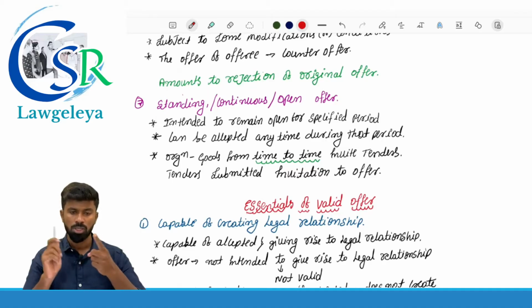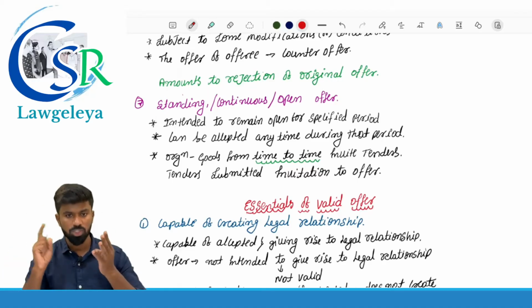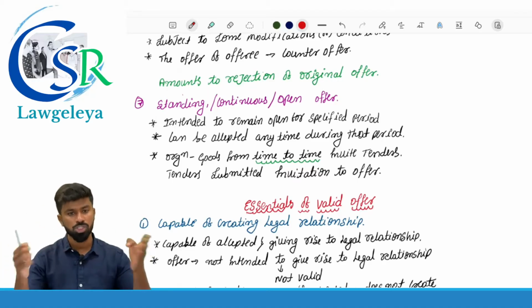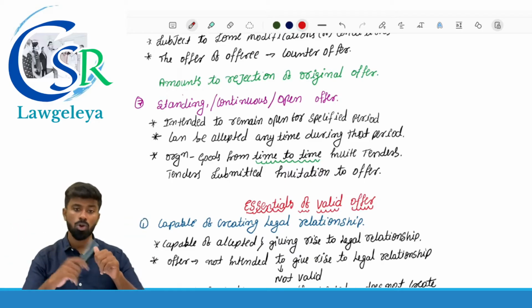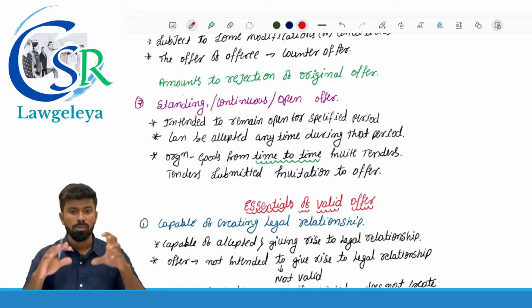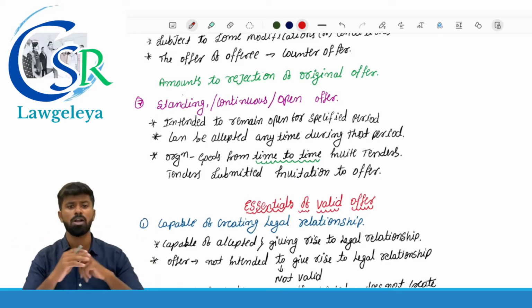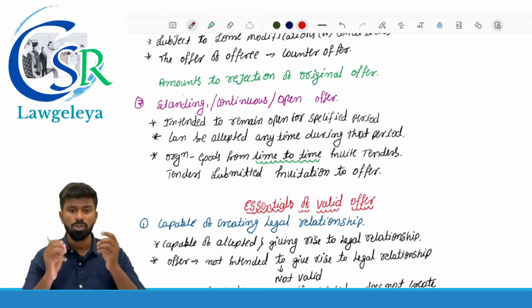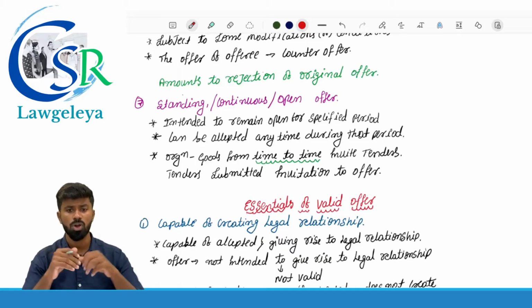Expressed by words, implied other than words. Third one, specific offer: specified person, only he can accept it. General offer: made to public at large, anyone can accept it by performing the conditions of the offer. Next one, cross offer: where the terms and conditions are identical, similar offers are exchanged between the parties. Next one, counter offer: when the offeree agrees to accept the offer of the offerer subject to conditions or modifications. That is called what offer?